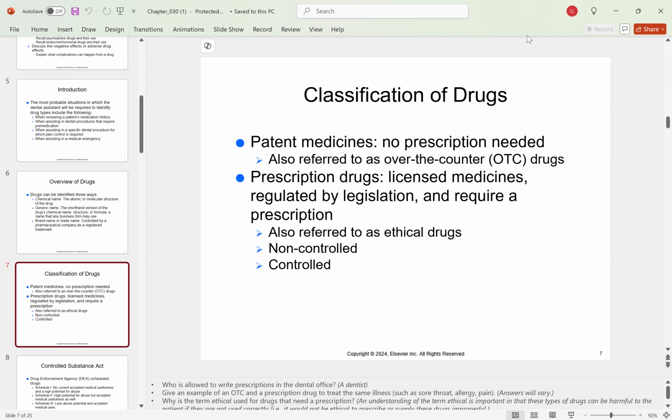Classifications of drugs include patient medicines. These are over-the-counter drugs like Tylenol and Advil, things that they would purchase from a drugstore. Then we have our prescription drugs. These are licensed medicines that are regulated by legislation and require a prescription. These are also referred to as ethical drugs, non-controlled or controlled.